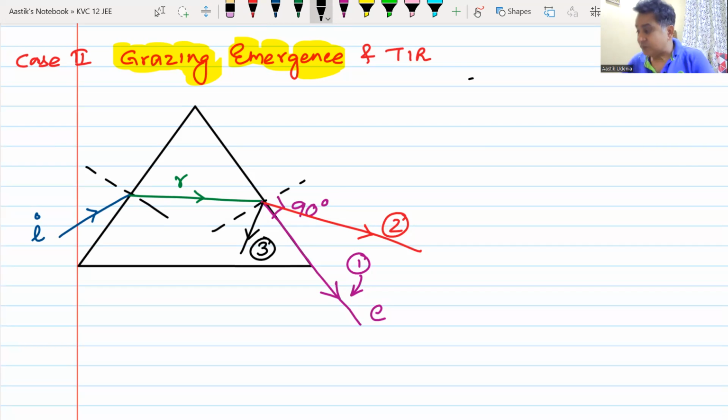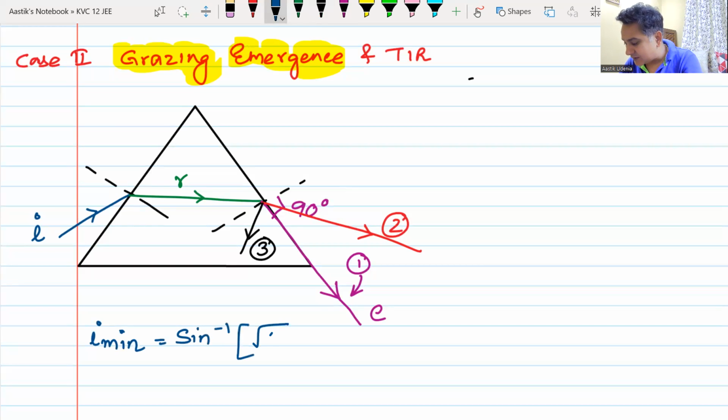Now, it's not possible for us to give some general formula, but I have made one general formula for any angle of incidence, and you will know that general formula. The minimum angle of incidence to get grazing emergence: if you want grazing emergence, the minimum angle of incidence is given by this formula. If you can remember it, now this will not probably come in JEE Main. This will probably come in a JEE Advanced paper.